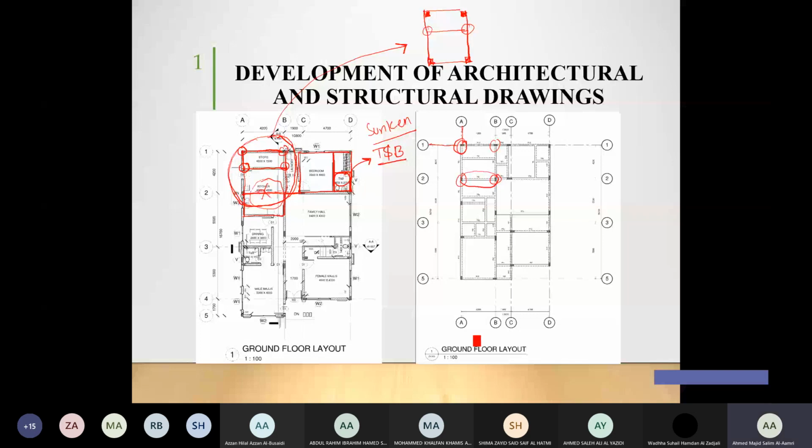What's the meaning of sunk? Sunk in English? Any person? To sunk something? Okay. Once again, to sunk something. The depth will be different than other slabs.